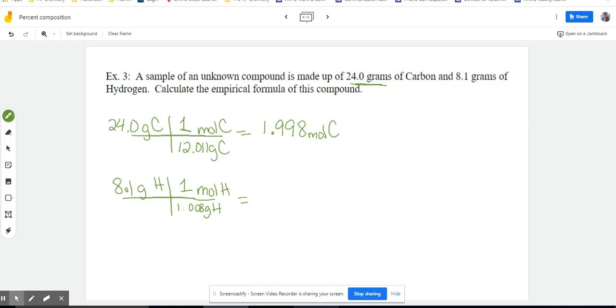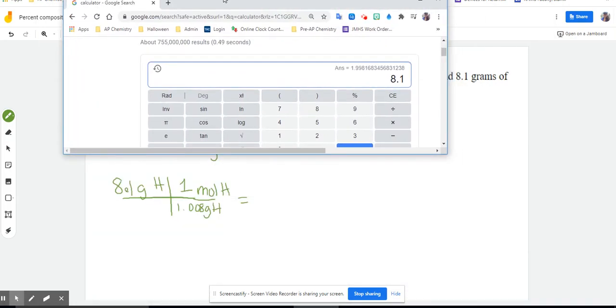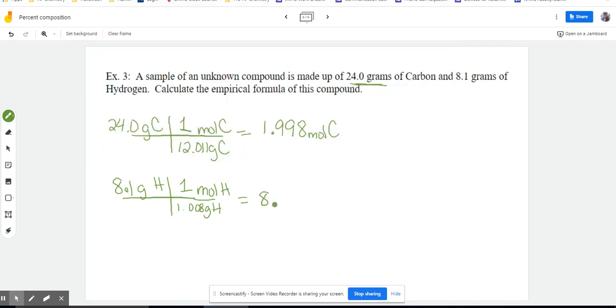When we type that into the calculator, we're going to get 8.1 times 1, push enter. We're going to divide it by 1.008. So we get 8.0357. So we're going to round that up to 8.036 moles of hydrogen.